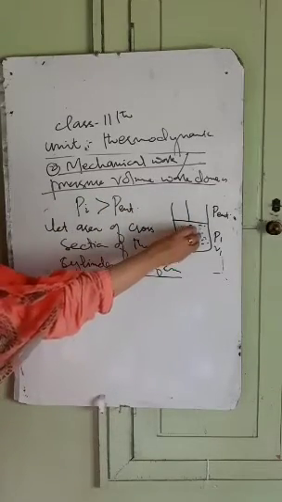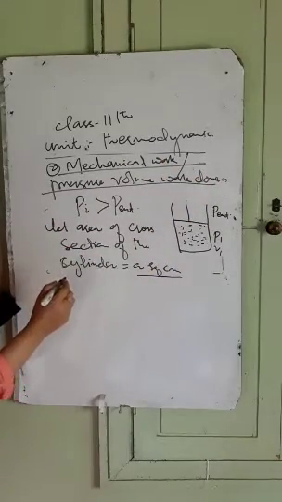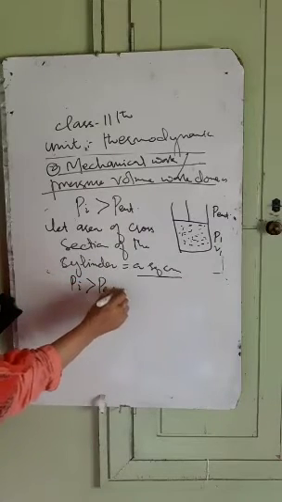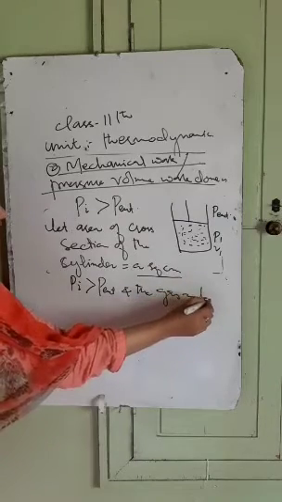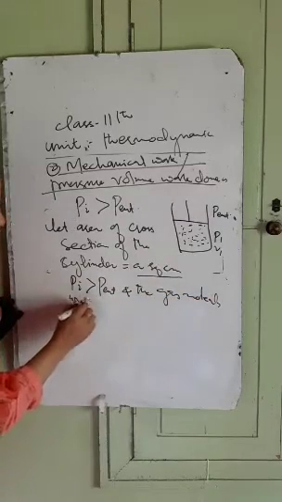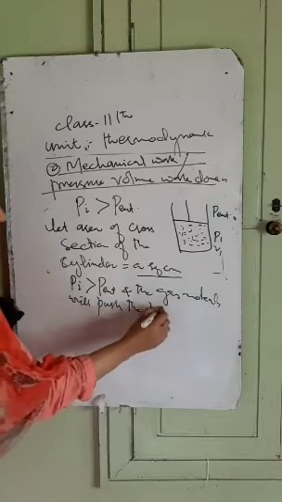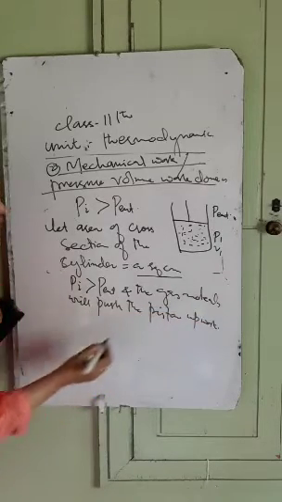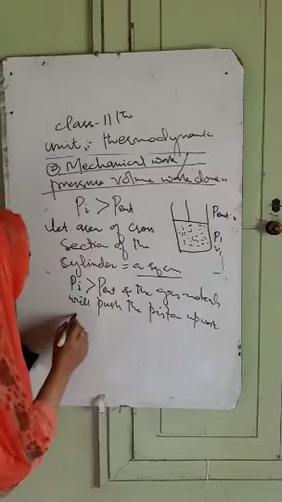The gas molecules will push the piston upwards with a force. So we have P internal is greater than P external, and the gas molecules will push the piston upwards at that time with a force.